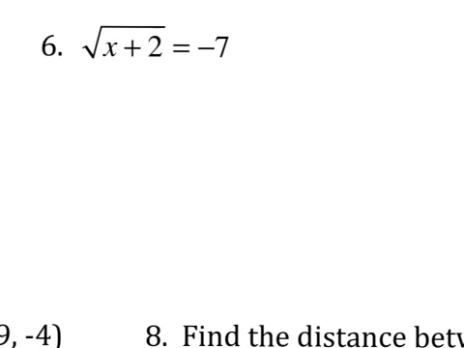That same topic brings us to number 6. We have the square root of x plus 2 equals -7. This actually cannot happen. We cannot have a negative on the other side of the equal sign. So as soon as you see a problem like this, the answer is no solution.